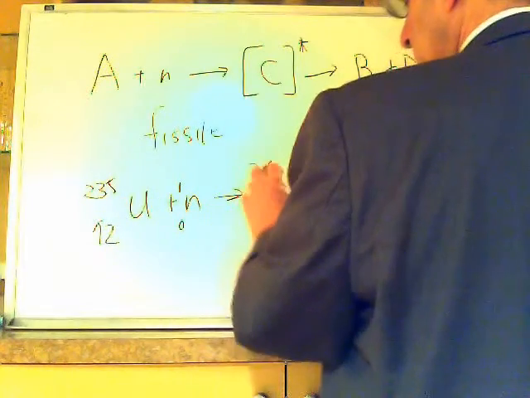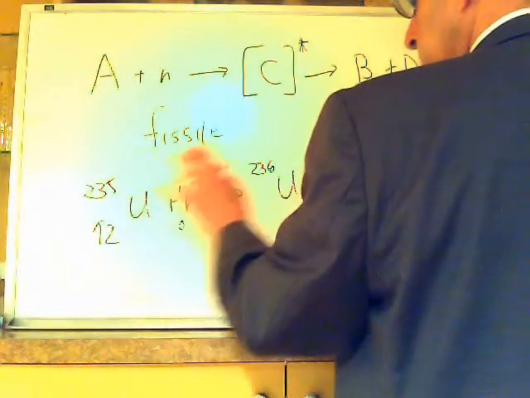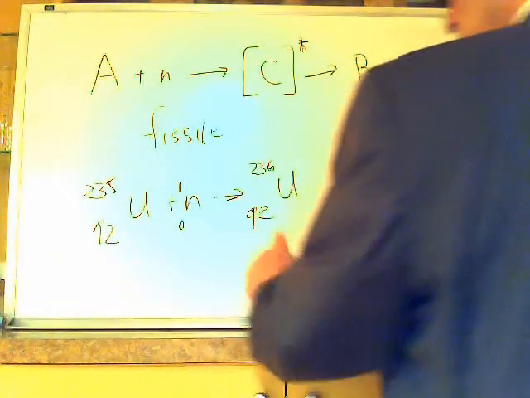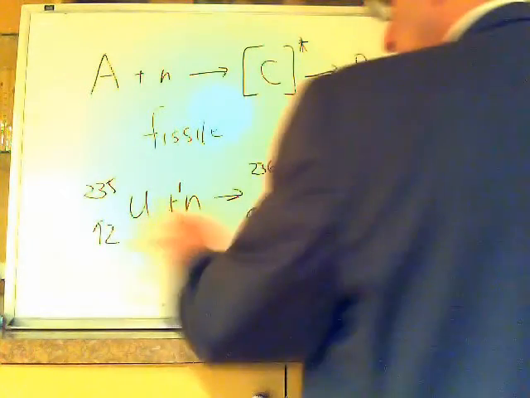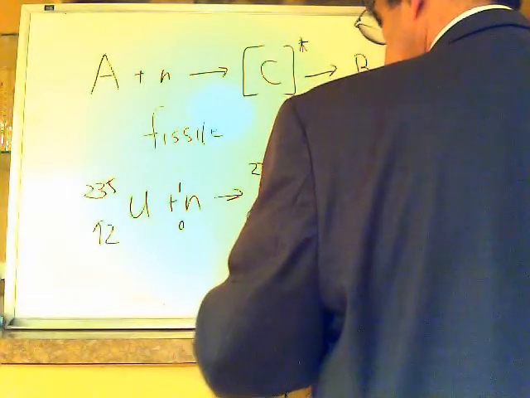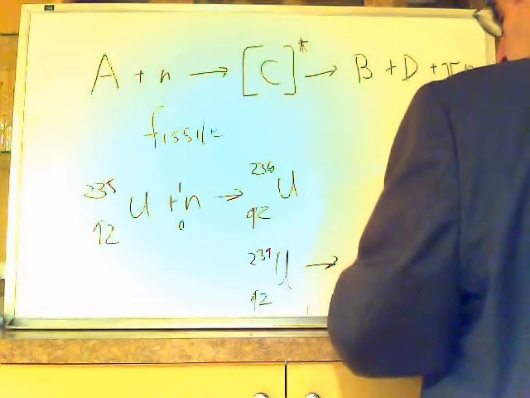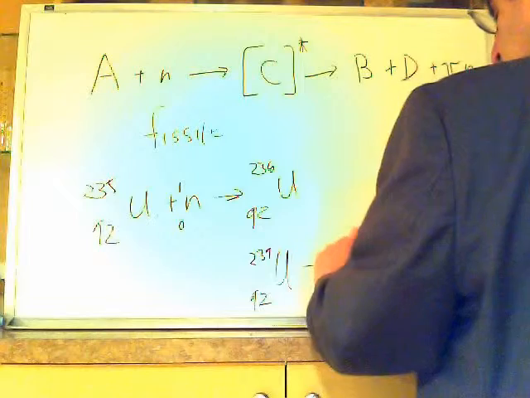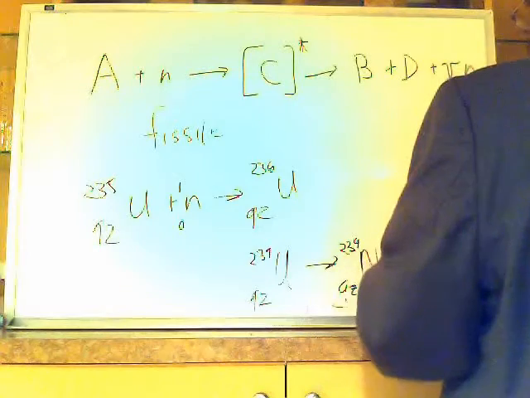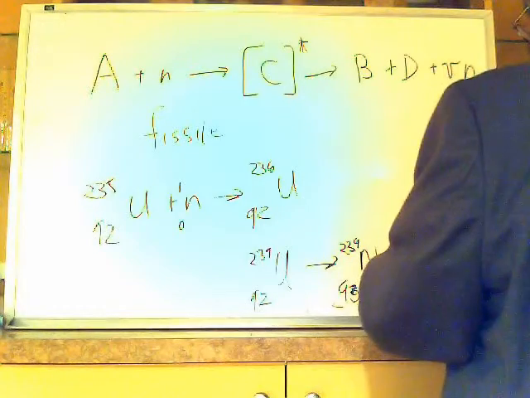236 normally doesn't decay in the same way. When we use 238, we initially formed a compound nucleus that was 239, and that one was able to decay. There is a difference here. That one was actually able to decay to neptunium-239 through beta emission. This is 93, and that's 94, and that decayed to plutonium-239.